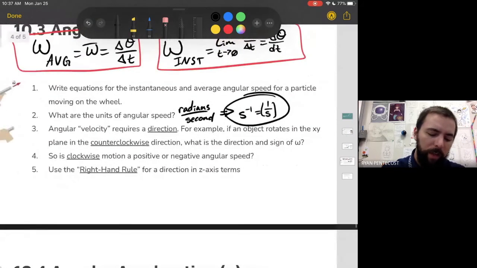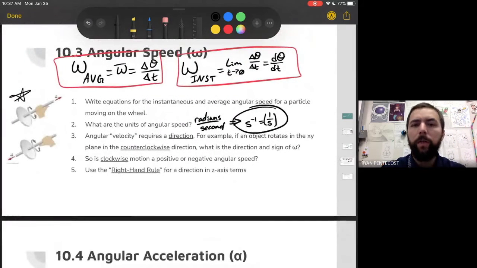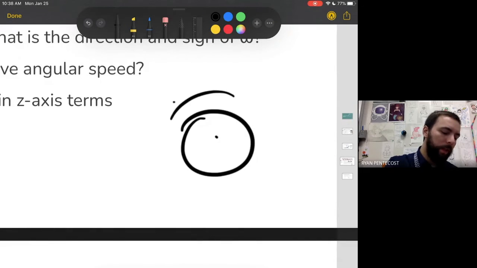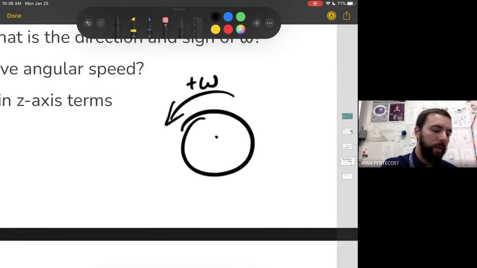All right, now angular velocity, right? We've been talking about angular speed. Not often do we use speed instead of velocity in physics, right? So if we want to talk about angular velocity, that requires a direction, right? The difference between velocity and speed is that velocity is speed that's going somewhere, right? It's got a direction. So, for example, if an object rotates in the xy plane in the counterclockwise direction, what is the direction and sign of omega? So if you are rotating counterclockwise, okay, you've got an object rotating counterclockwise, okay, that would be positive omega, okay.